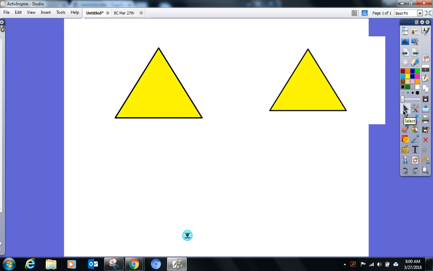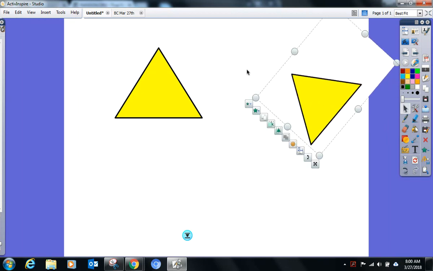I have a triangle right here. I started out with this triangle right here. I'm going to rotate it. Are those two triangles still congruent? Why? Why are they still congruent?